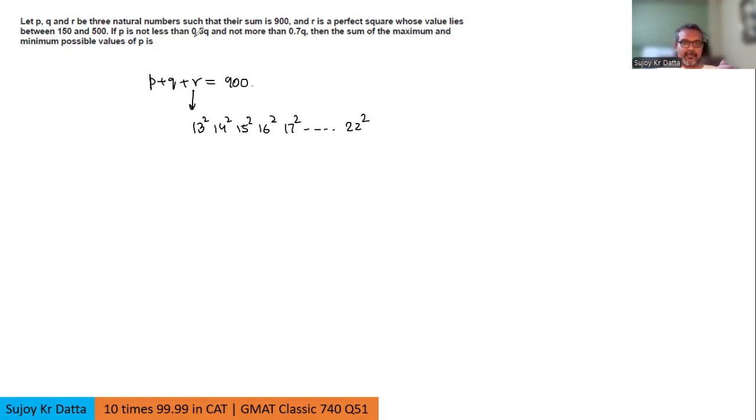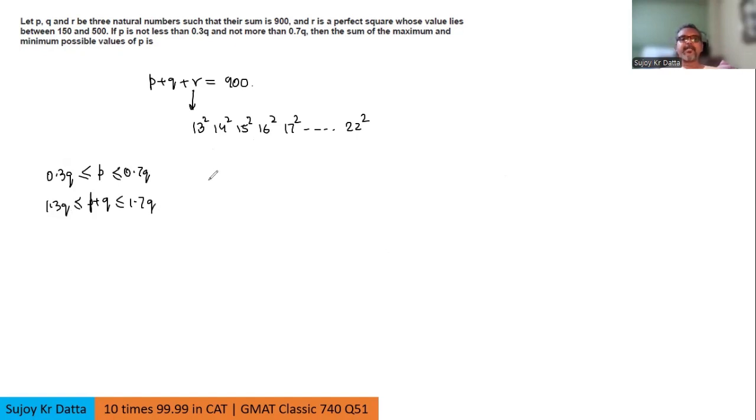Now they are saying that P is not less than 0.3Q. So P is greater than or equal to 0.3Q and not more than, so that means less than or equal to 0.7Q. So we can write it like this. So that means P plus Q is going to be 1.7Q and 1.3Q. Then the sum of the maximum and minimum possible values of P. So you have to find out the values of P. To get the values of P, you have to figure out the value of Q, right?